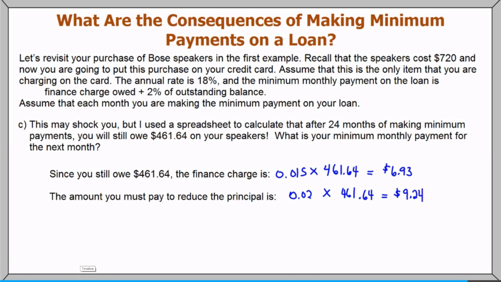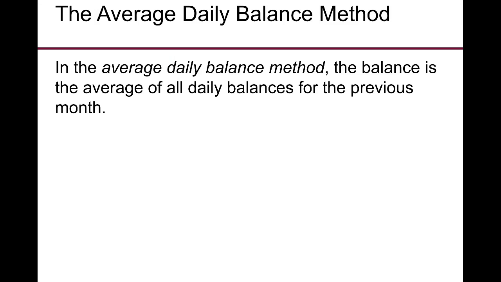Therefore, your total payment is the sum of these values, or $6.93 plus $9.24, which is equal to $16.17. Let's talk now about the average daily balance method.